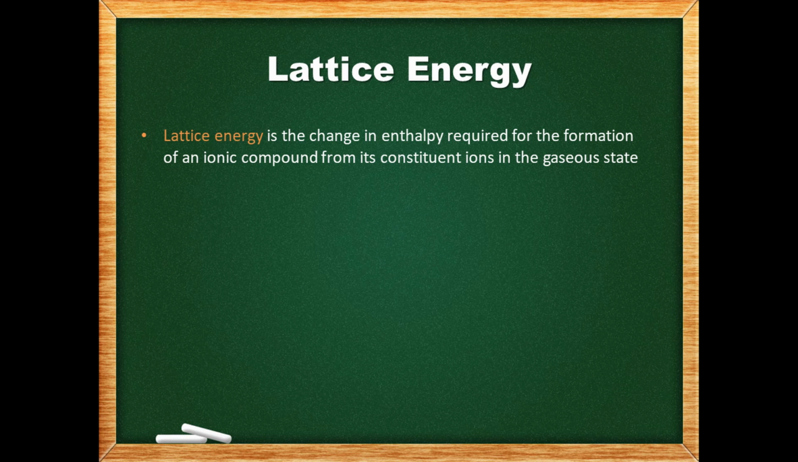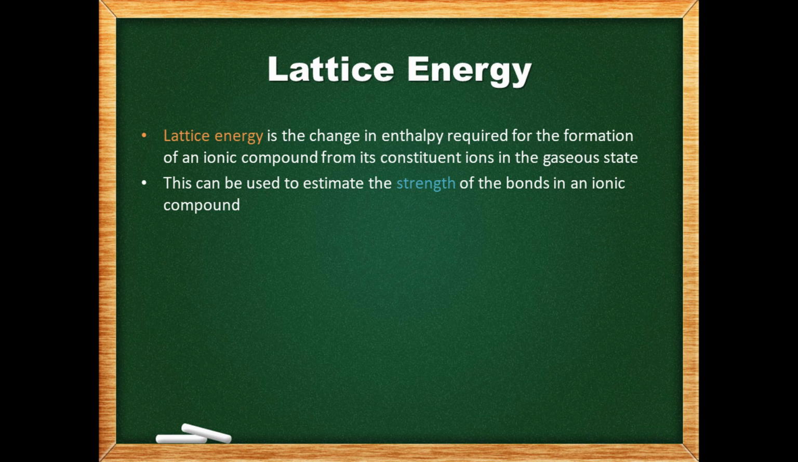Lattice energy is the change in enthalpy required for the formation of an ionic compound from its constituent ions in the gaseous state. This is something that can be used to estimate the strength of the bonds in an ionic compound, which is of course going to be proportional to the force of attraction between the different ions. Coulomb's law says that the force of attraction between oppositely charged particles is equal to some constant k times the product of their charges, q1 and q2, divided by the square of the distance r between the two particles.